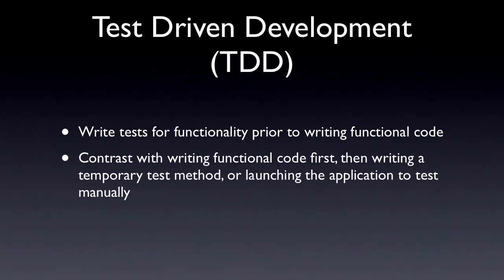TDD is a methodology in which you write tests for functionality prior to writing the functional code. Contrast this with the typical style of writing the functional code first, then either writing a test method to test the code, or launching the application to test its functionality manually. Let's look at the TDD cycle.